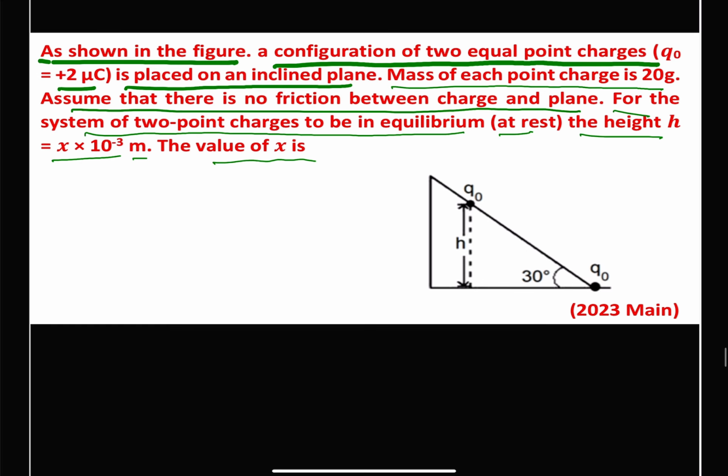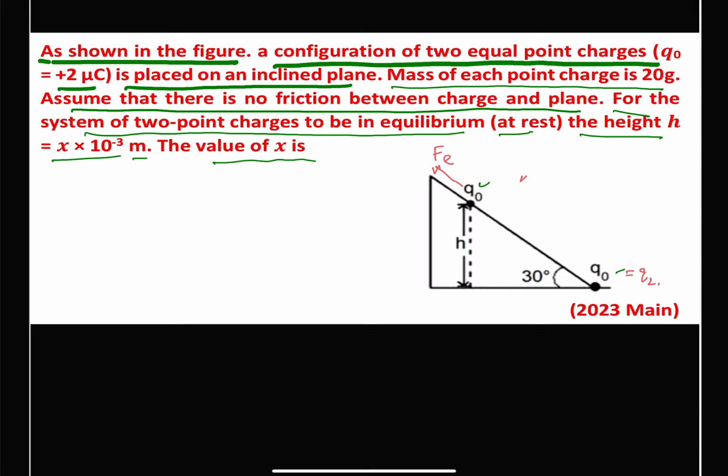So the basic figure is given to us. We are given two charges, Q0 and Q0, both positive. So obviously we are going to have a repulsive force between them. And Q0 is fixed at the base. Let us call this, for the sake of simplicity, Q1, and we call this Q2. So Q2 is fixed at the base, only Q1 is moving. And because Q1 is in equilibrium, there will be a force acting in this direction up the inclined plane. That is a Coulomb force or electrostatic force. Let us call this Fe.